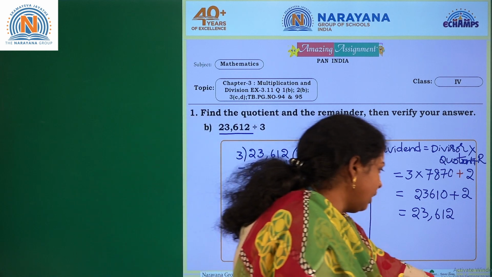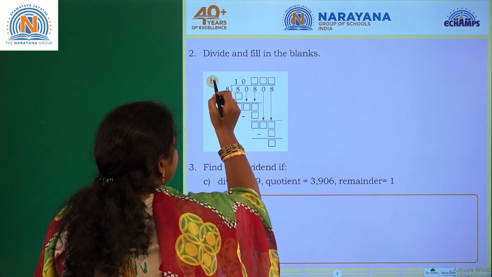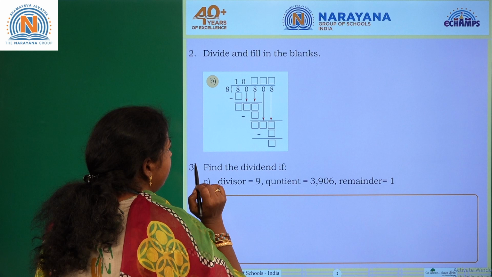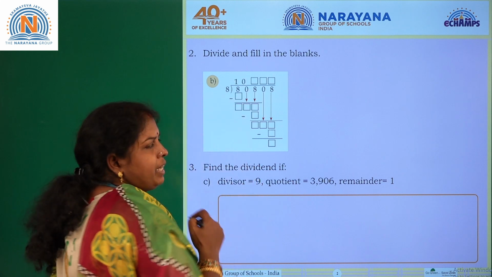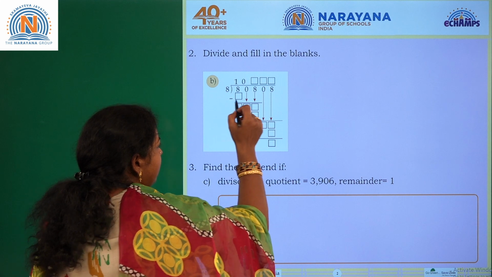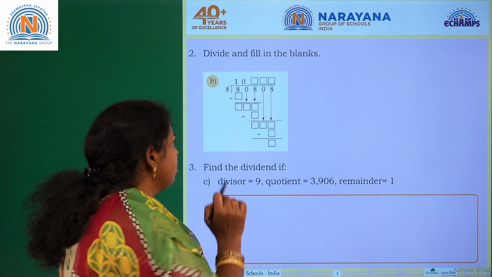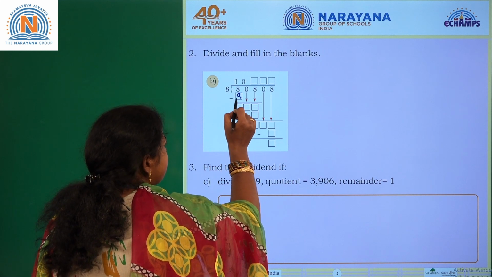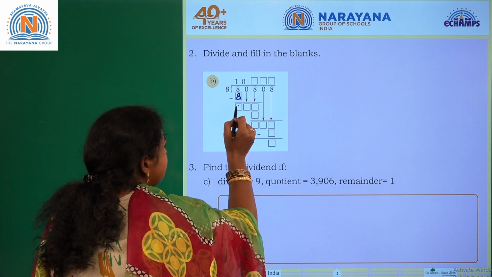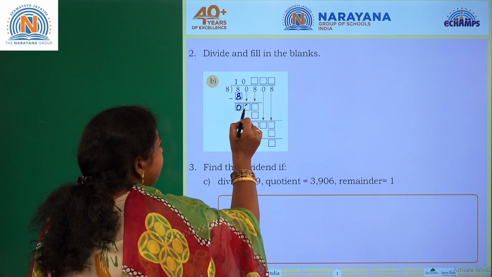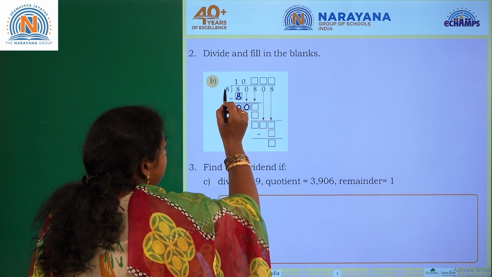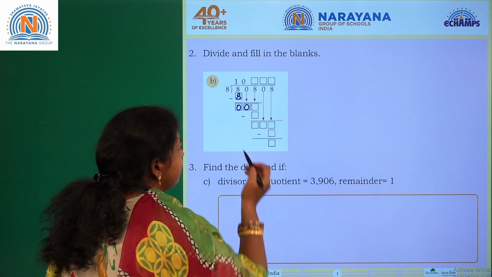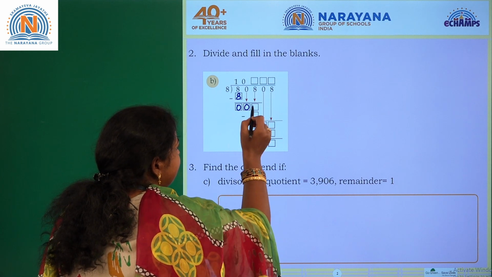Right. Let us move to the next problem. Divide and fill in the blanks. There is a dividend and you are having the divisor also, and some digits are given in the quotient's place also. You have to fill up the missing digits. So what is the divisor here? 8. 8 times 1 is 8. So let us write 8 here, and 8 minus 8 is 0. And what is the next digit? It is 0 again. Can you do something with 0? No. So let us write the next digit also, that is 8.